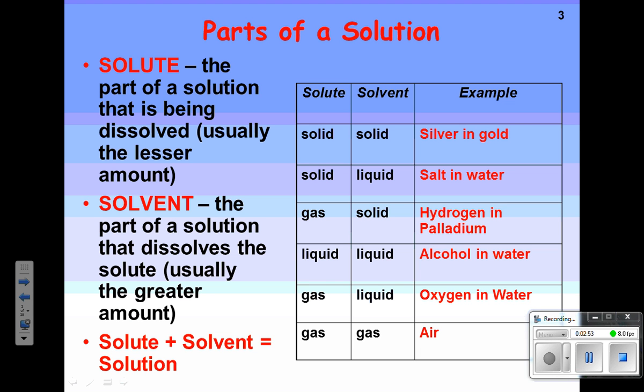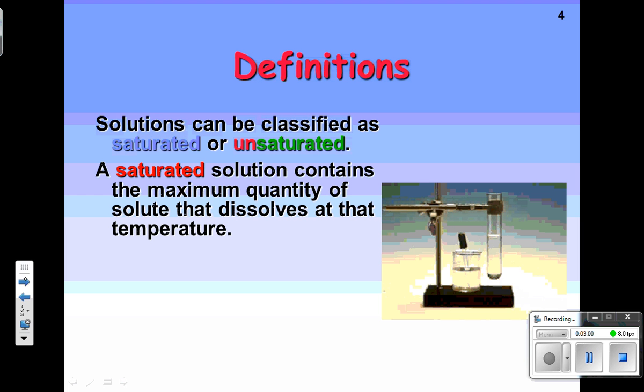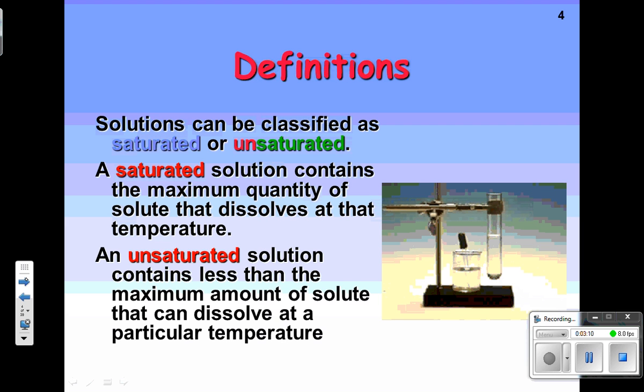Okay, you're good. So some other definitions that we need to know. Solutions can be classified as saturated or unsaturated. A saturated solution contains the maximum that we can have at that temperature. So I've dissolved as much as I can at that temperature. And unsaturated means I could still dissolve more if I wanted to. So in other words, when I make Kool-Aid, is it saturated or unsaturated with sugar? Unsaturated, unless you're like the little kids that like to keep putting sugar in. And you end up with a syrup, right?